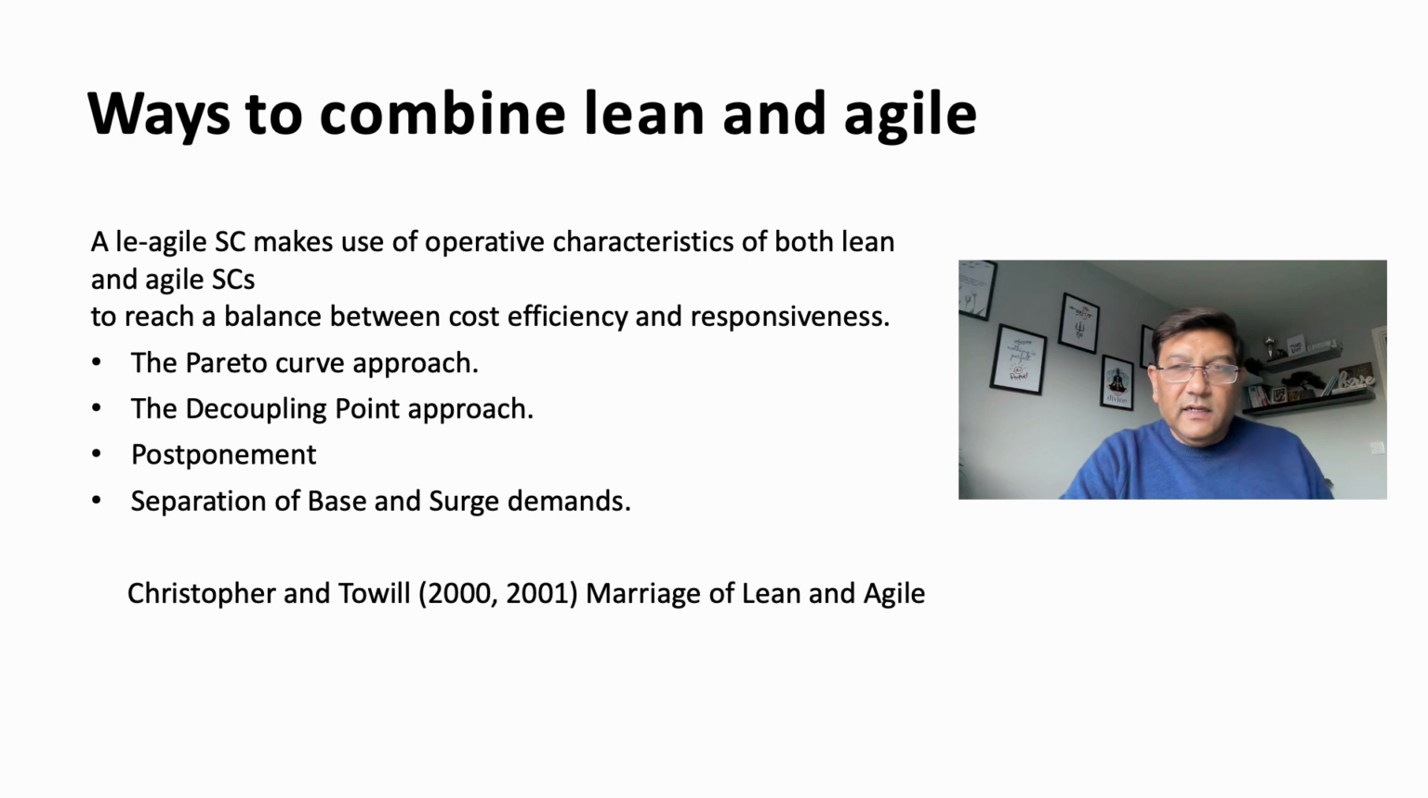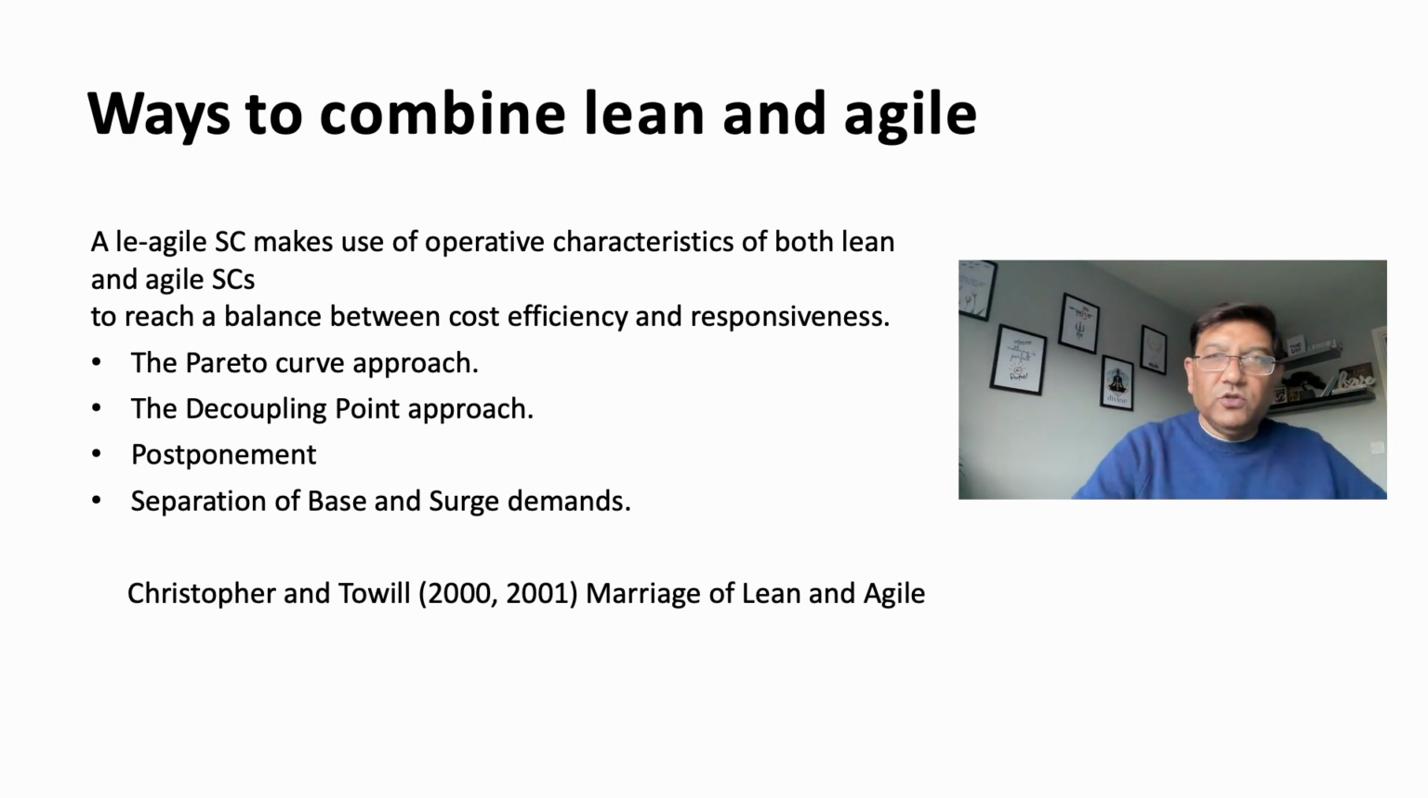Now, to combine lean and agile together to get the benefit of both, there are four different ways. The first one is the Pareto curve approach. The second one is the decoupling point approach. The third one is postponement. And the fourth one is base and surge demand.